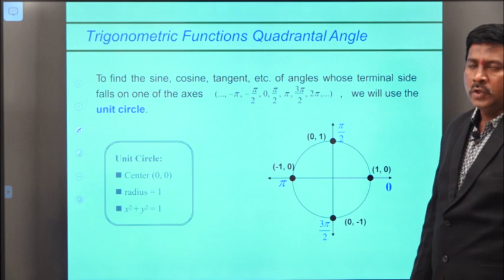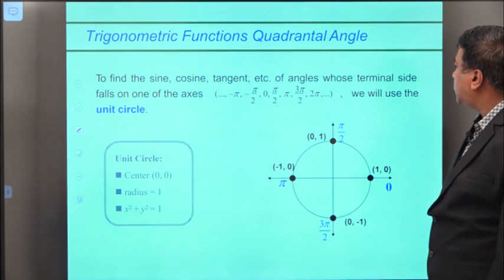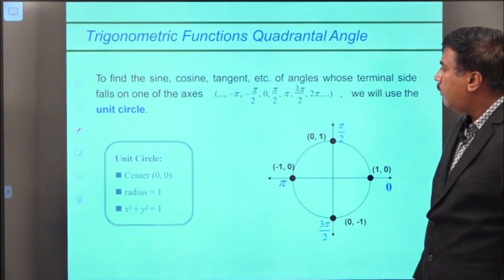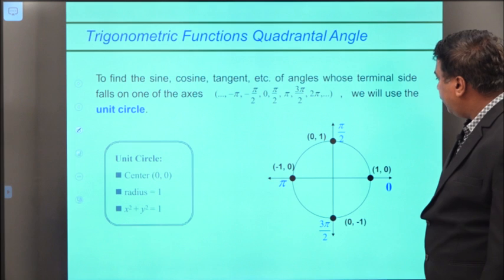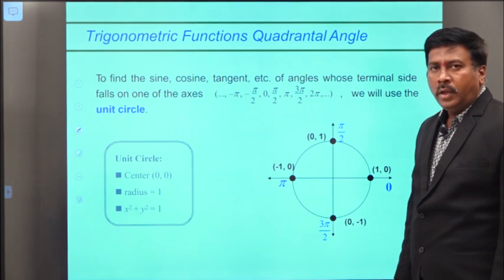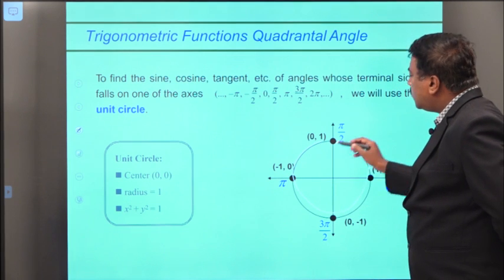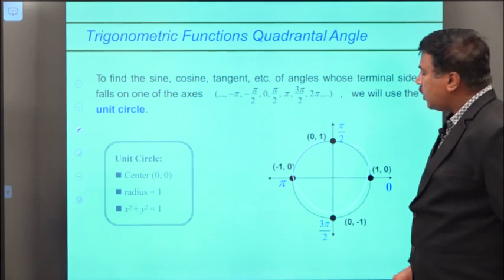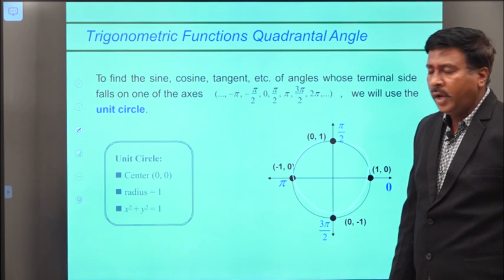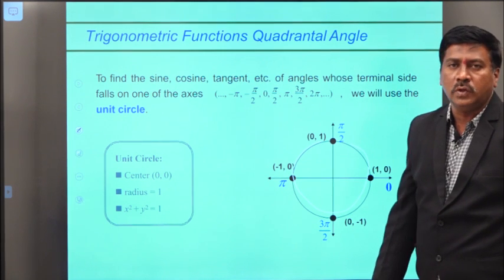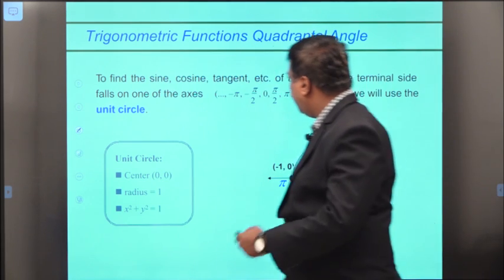Now coming to the next one, trigonometric functions of the quadrantal angle. To find the sine, cosine and the tangent etc. of the angles whose terminal side falls on the axis, we will use the unit circle. In that circle, we assume one point P(x, y) to be any arbitrary point, and the radius we assume to be 1. That is why this is called the unit circle.